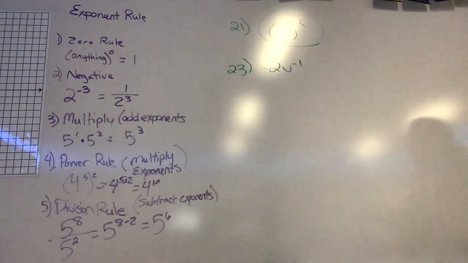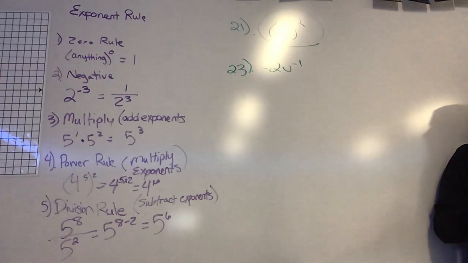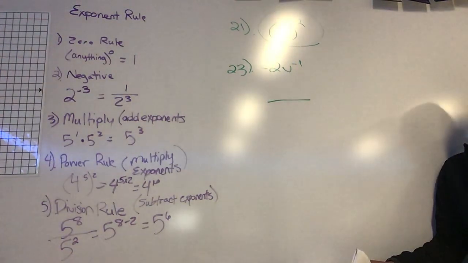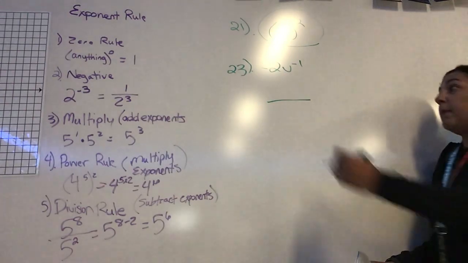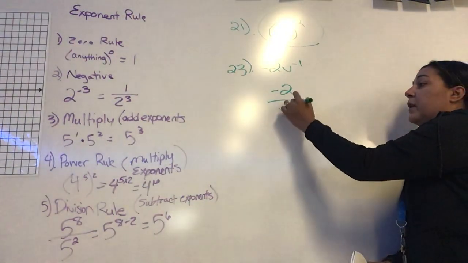Okay, 23. Are there any zeros? Are there any negatives? Yeah. Okay, so where does the negative 2 go? Top. Okay, we don't touch the big ones. V to the negative 1. Bottom, and it becomes a positive.